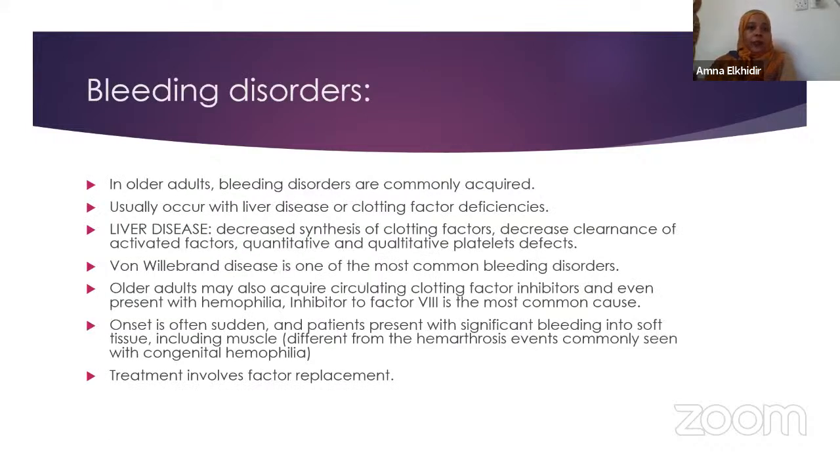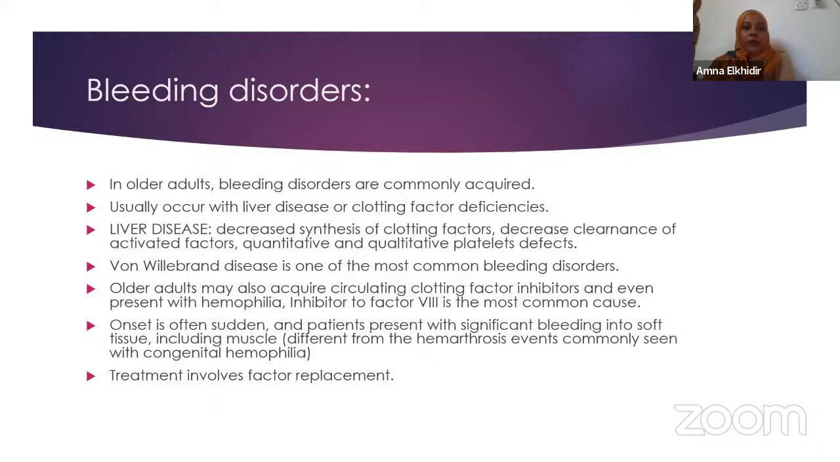Bleeding disorders. In older adults, bleeding disorders are commonly acquired. They usually occur in patients with liver disease or clotting factor deficiencies. In liver disease, we have decreased synthesis of clotting factors, decreased clearance of activated factors, and quantitative and qualitative platelet defects.